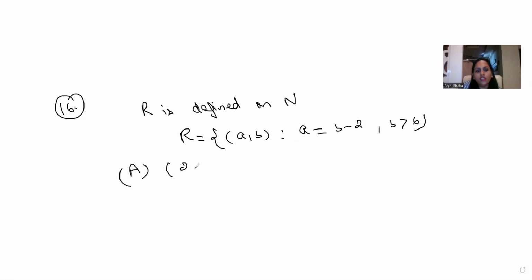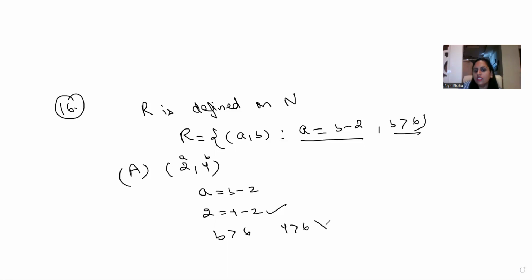First of all, we'll check 2, 4. So this is A, this is B. A is equal to B minus 2. So 2 is equal to 4 minus 2. This is satisfying the first condition. Now we'll move to the next condition. B is greater than 6. 4 is greater than 6? It is not satisfying the second condition. So we can say that 2, 4 does not belong to R. So option A is wrong. Now we'll move to the second option.